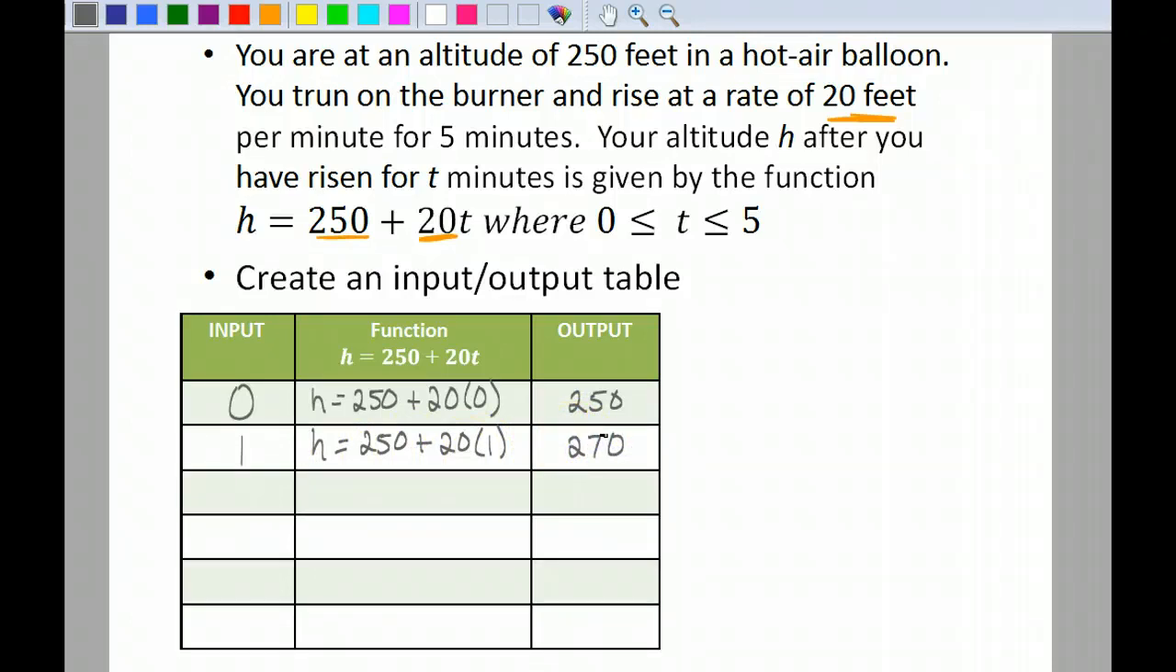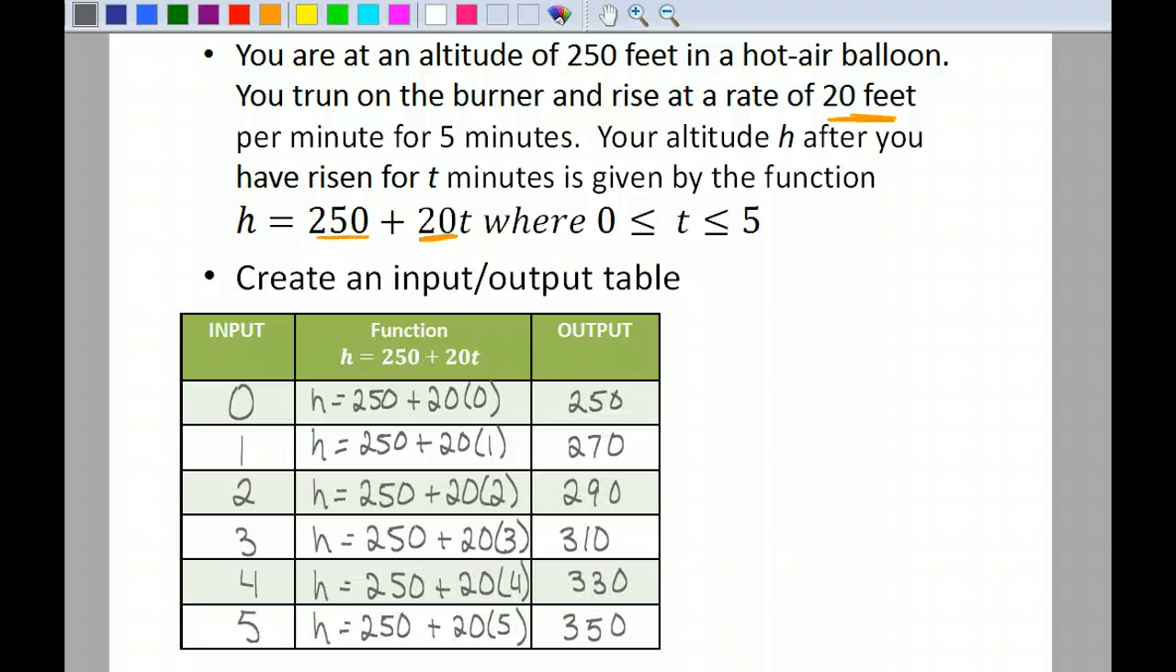Now that you see how the process works, I want you to hit pause and complete the rest of the table and resume the video when you're done. So notice the changes. Now notice my input is time in minutes. So my output is 250, 270. At 2 minutes it's 290. At 3 it's 310. At 4 it's 330. And at 5 it is 350.